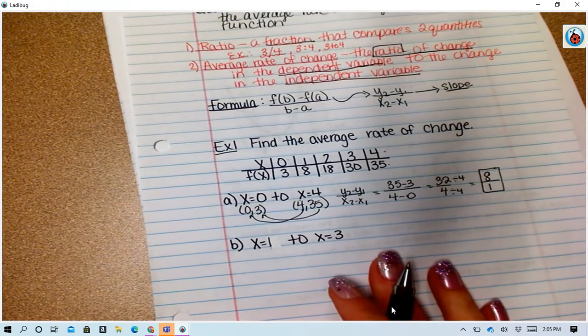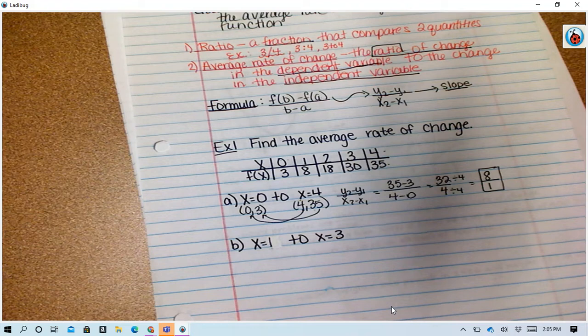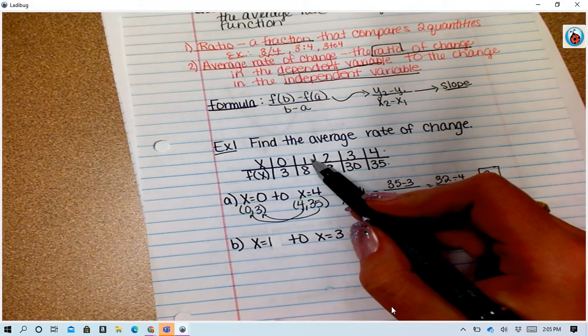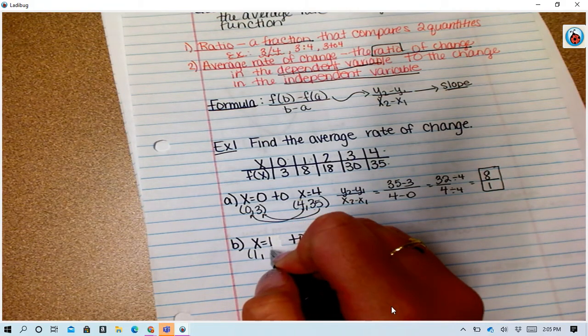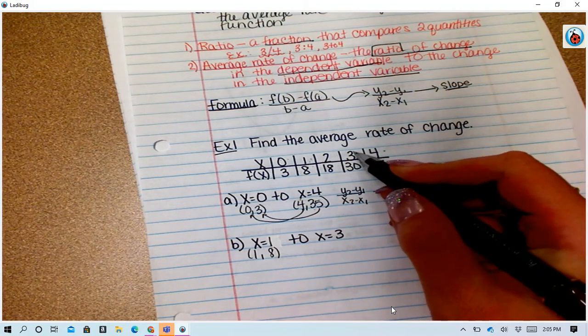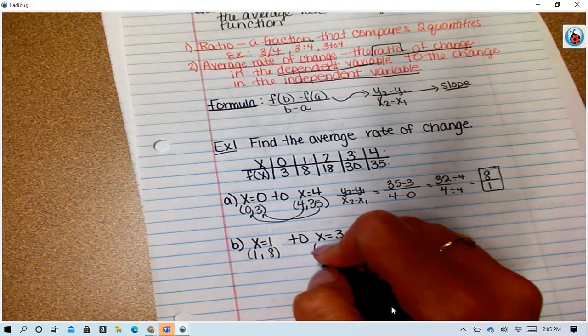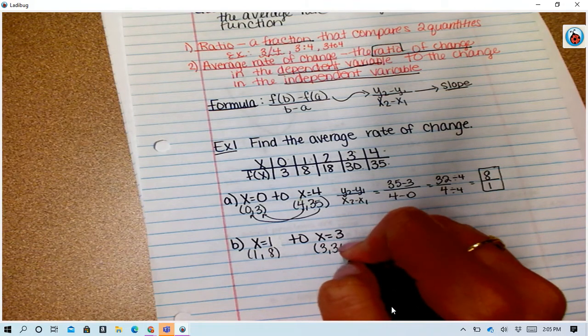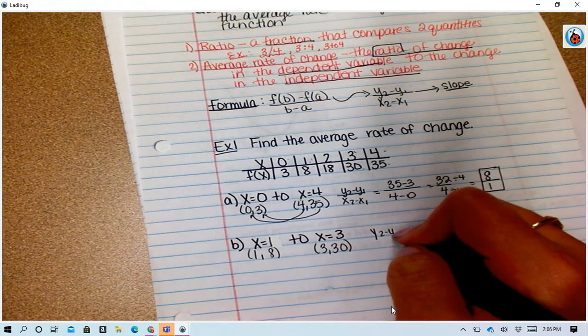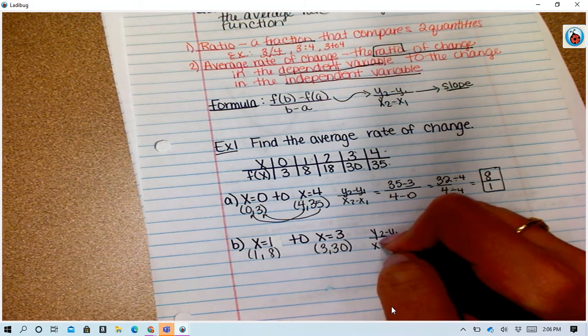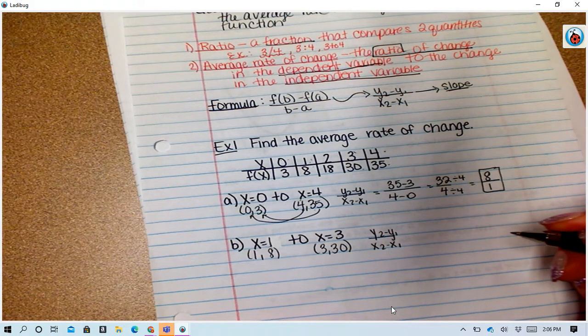So go ahead and try part B by yourself. I would pause the video and see if you can get it right, and then play the video to see if you got it right. So again, I'm going to write x when x is 1, f of x is 8. When x is 3, f of x is 30. I'm going to write that as two separate points. That just helps me because we have been plugging into slope, x2 minus x1.